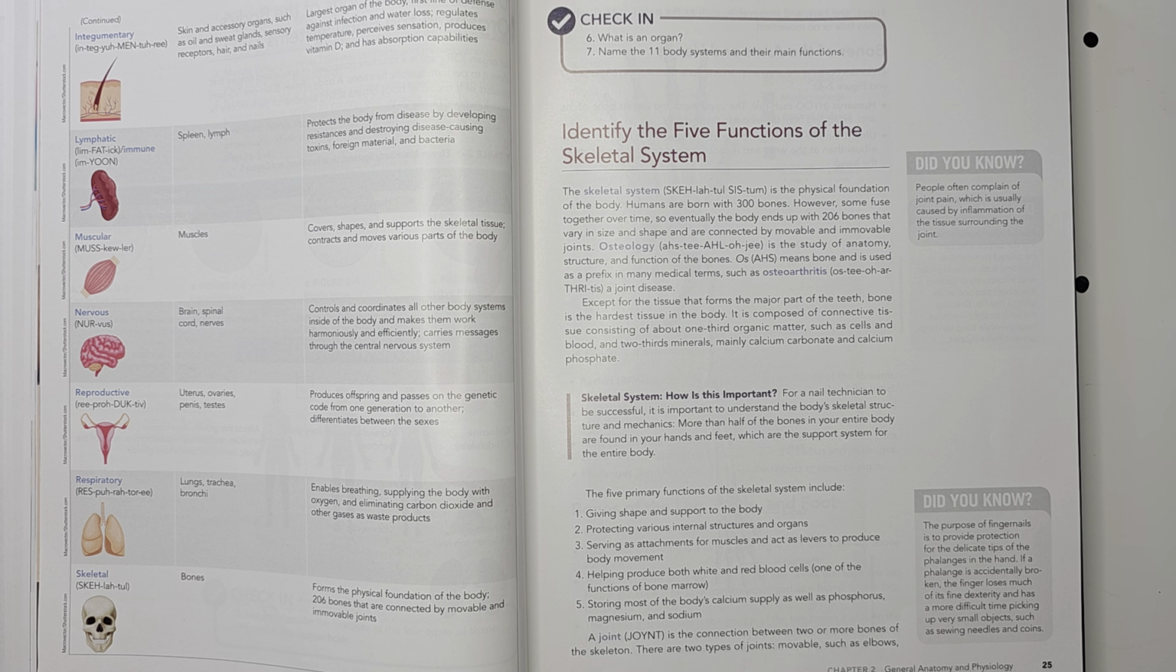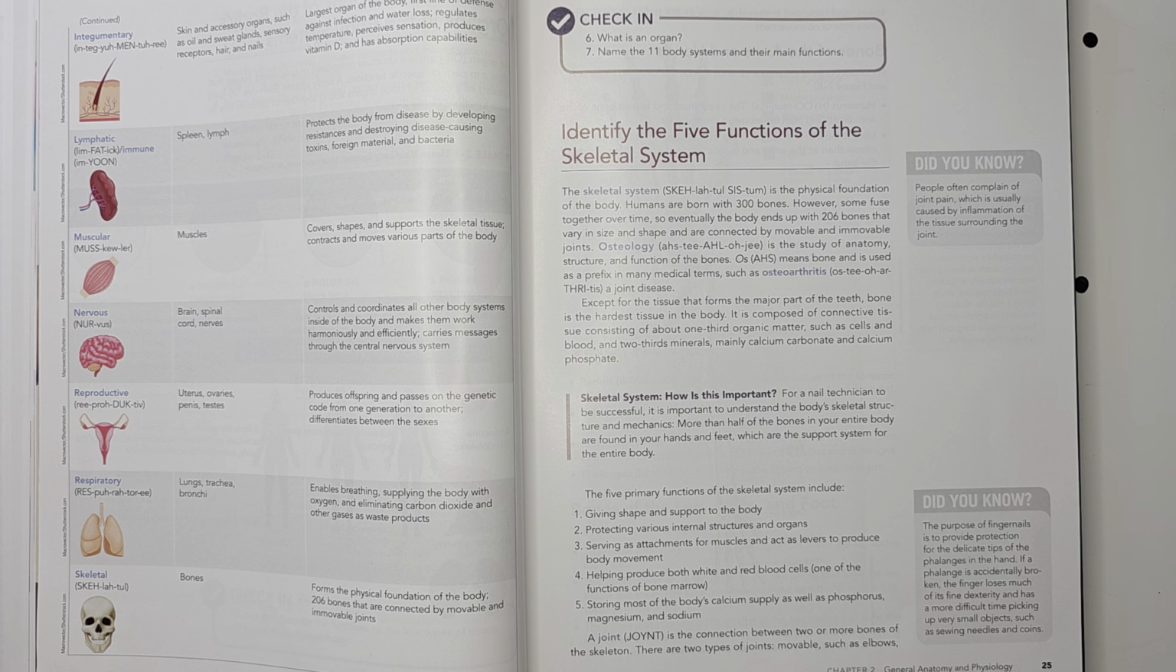Did you know people often complain of joint pain, which is usually caused by inflammation of the tissues surrounding the joint? Did you know the purpose of fingernails is to provide protection for the delicate tips of the phalanges in the hand? If a phalange is accidentally broken, the finger loses much of its fine dexterity and has a more difficult time picking up very small objects, such as sewing needles and coins.